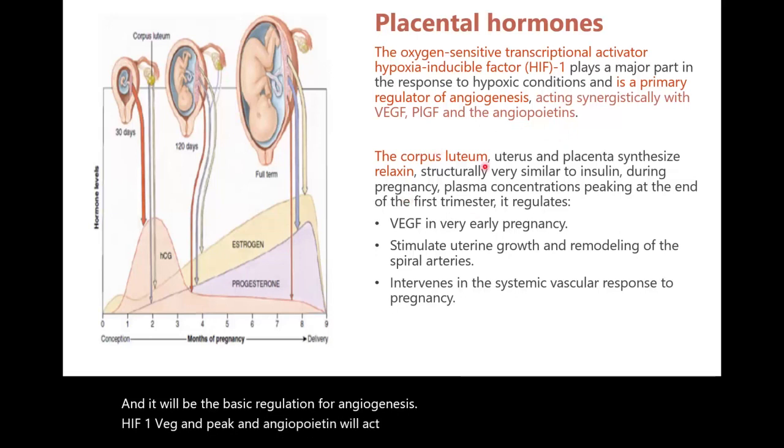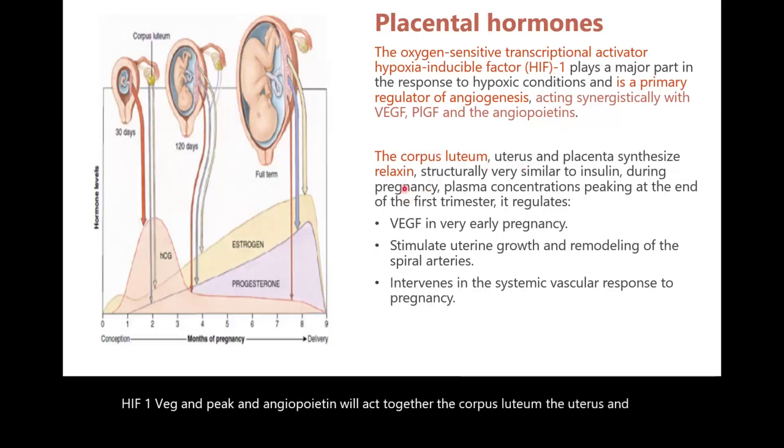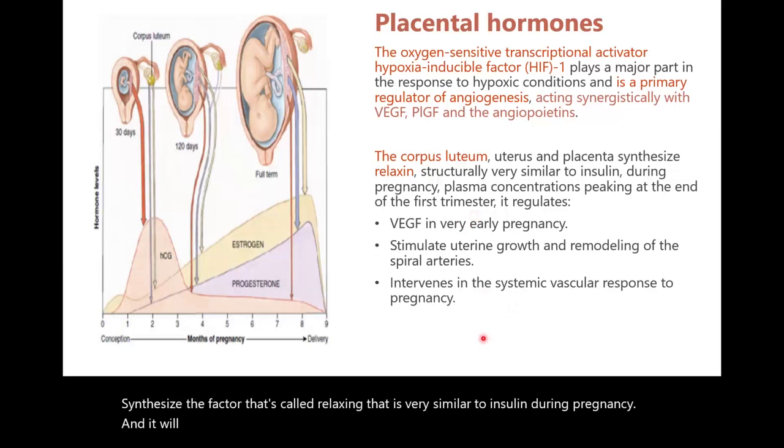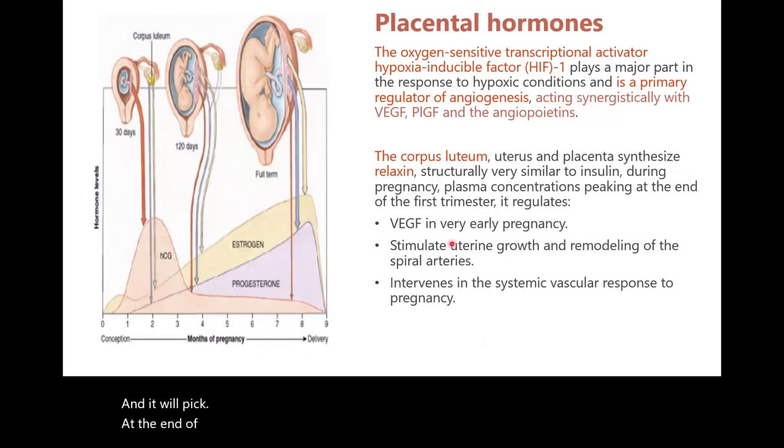The corpus luteum, the uterus, and the placenta will also synthesize a factor that's called relaxin, that is very, very similar to insulin during pregnancy, and it will peak at the end of the first trimester.